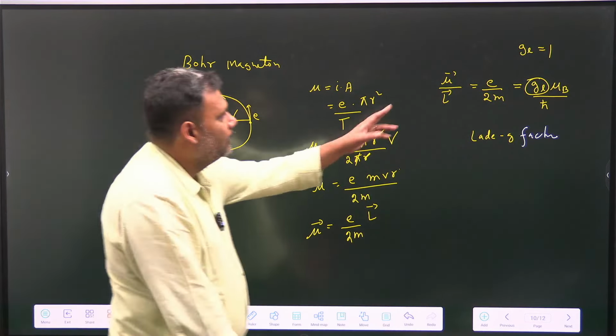On this basis, we will write GS also. And what will be your mu b? What is your mu b? If GL is equal to 1, then mu b is basically e h cut upon 2m. This is another universal constant, which is known as the Bohr magneton. This has some fixed value, so we can just write that particular value.